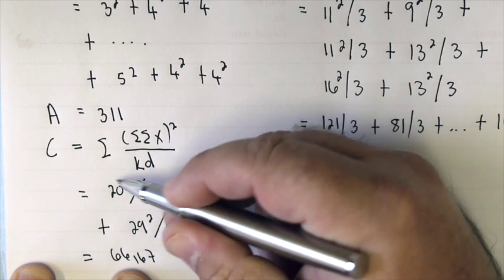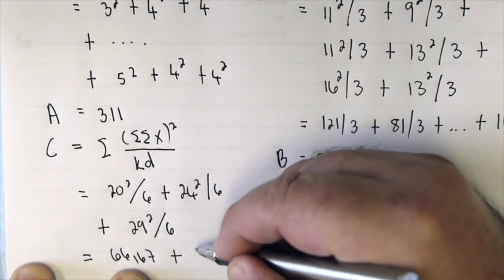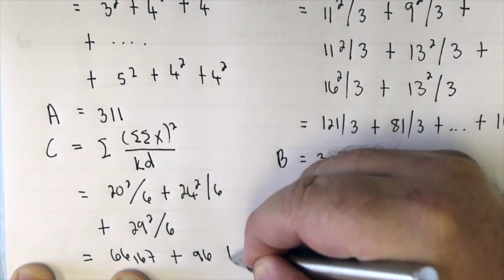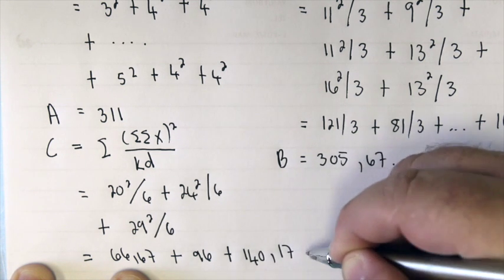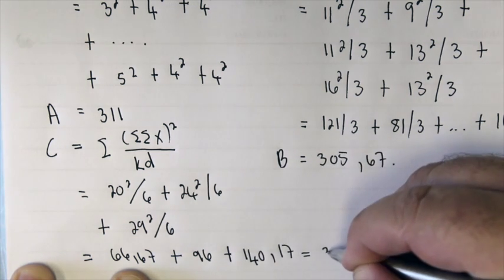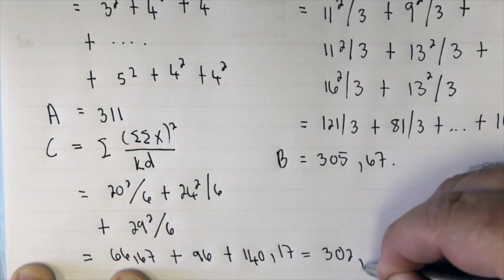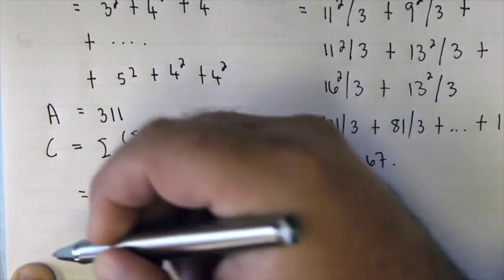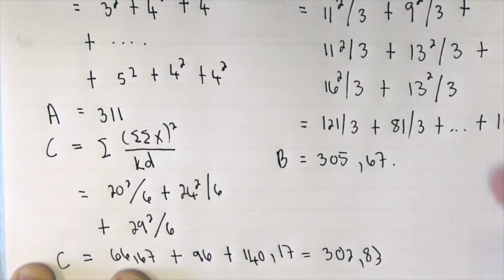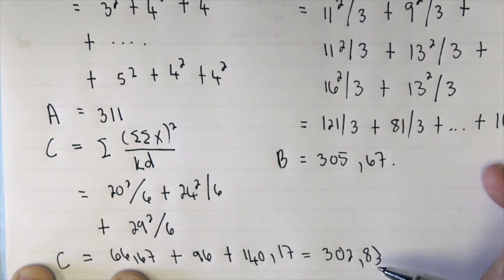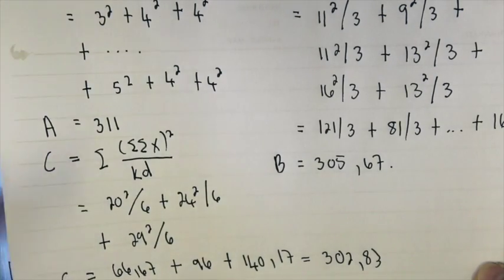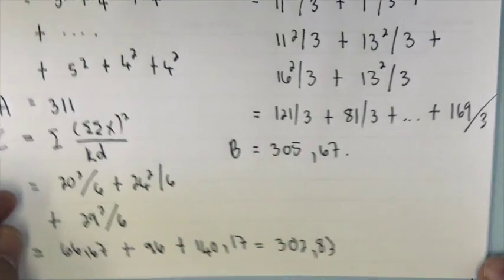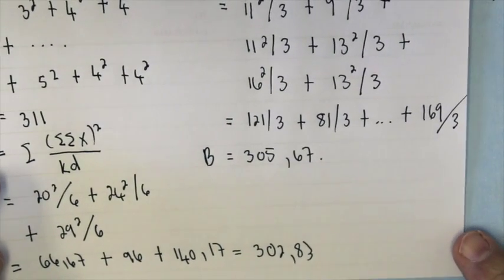66.67 plus 96 plus 140.17, which adds up to 302.83. So C, just to remind you, is then 302.83. The last one that we need to calculate is D.